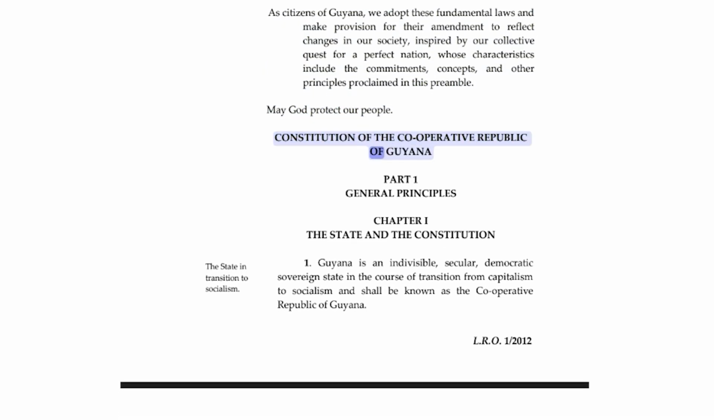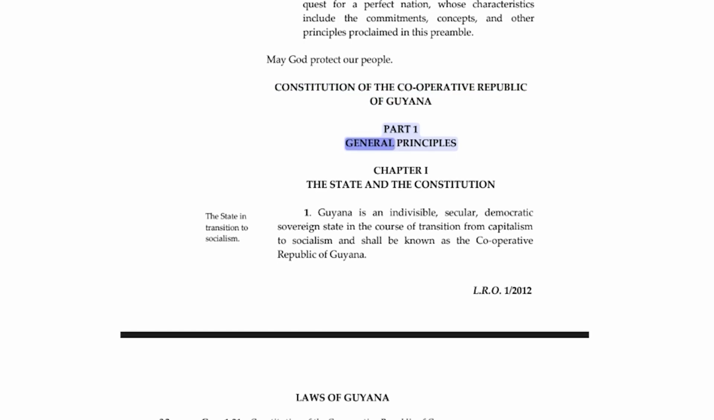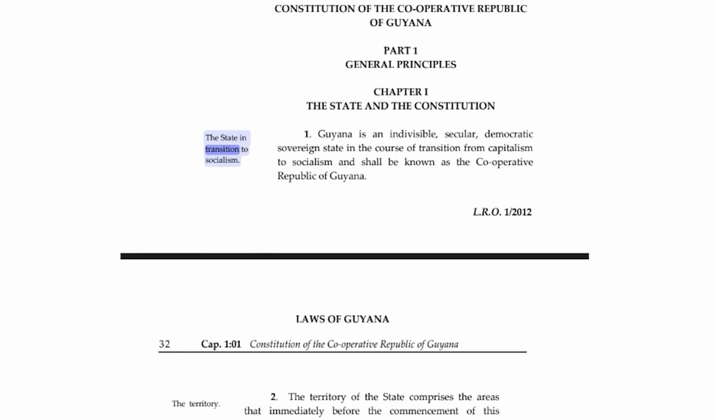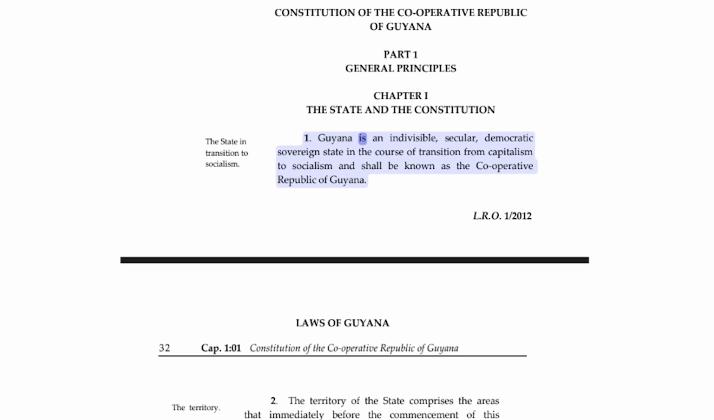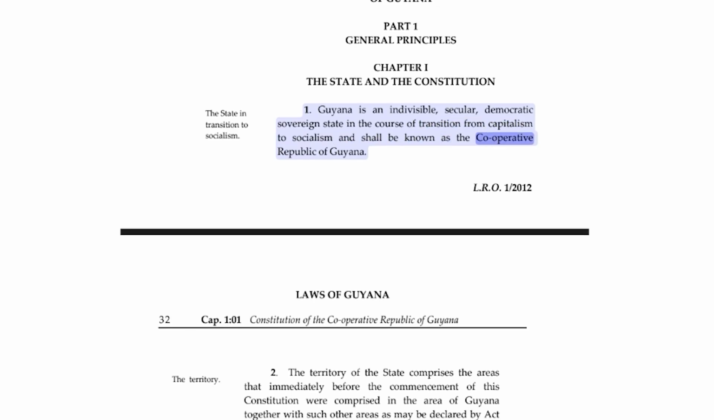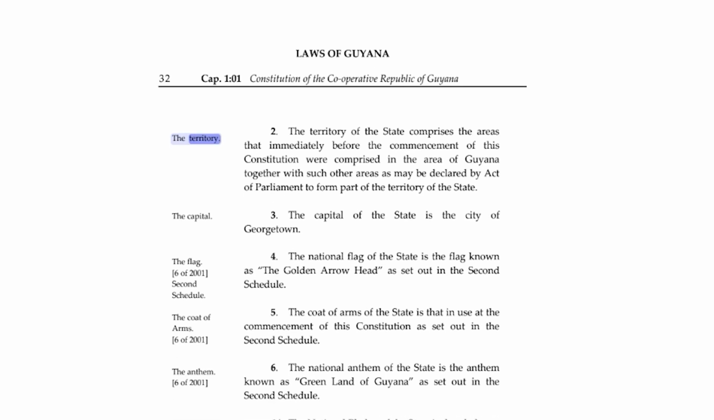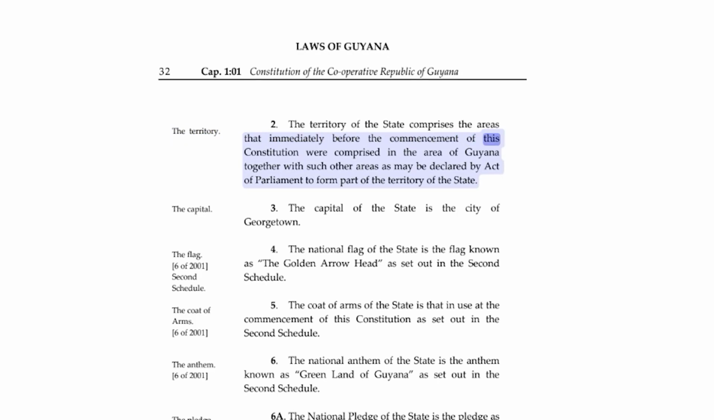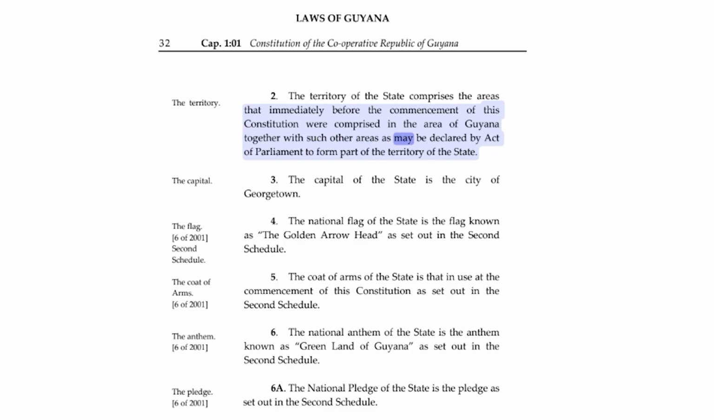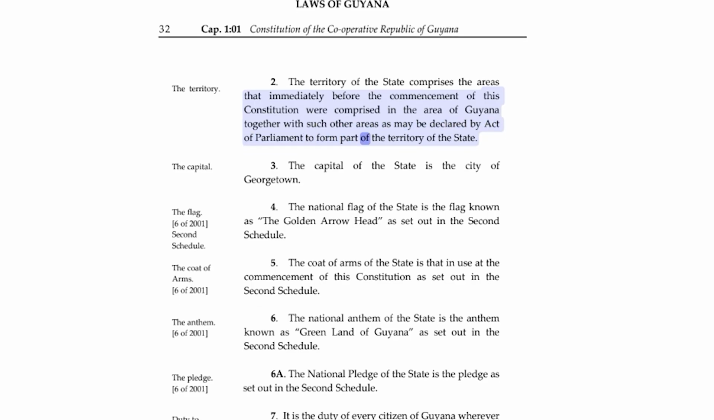Constitution of the Cooperative Republic of Guyana. Part 1, General Principles. Chapter 1: The State and the Constitution. The State in Transition to Socialism. 1. Guyana is an indivisible, secular, democratic sovereign state in the course of transition from capitalism to socialism, and shall be known as the Cooperative Republic of Guyana. The territory that immediately before the commencement of this constitution were comprised in the area of Guyana together with such other areas as may be declared by Act of Parliament to form part of the territory of the state. The capital. 3. The capital of the state is the city of Georgetown.